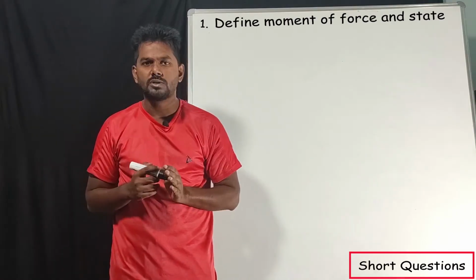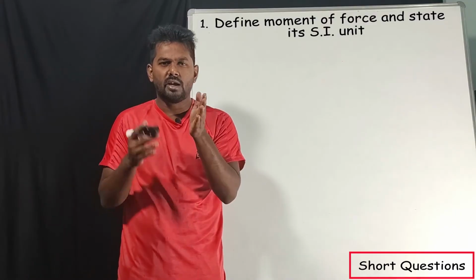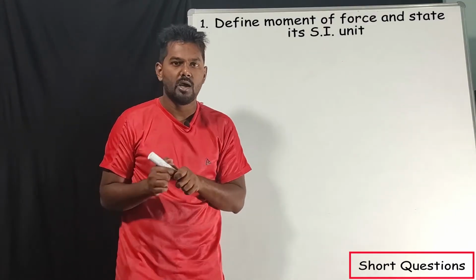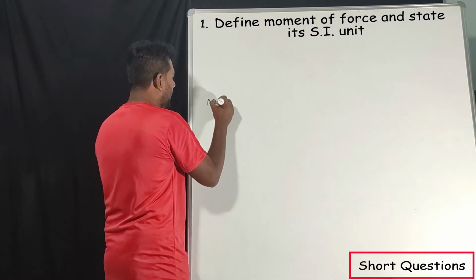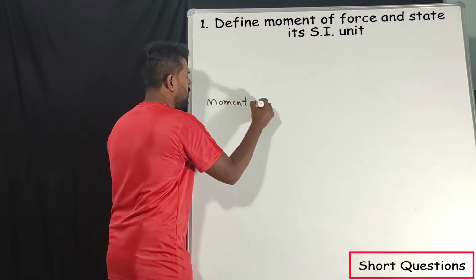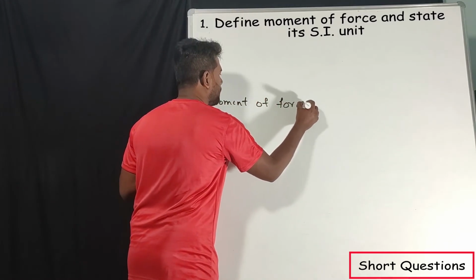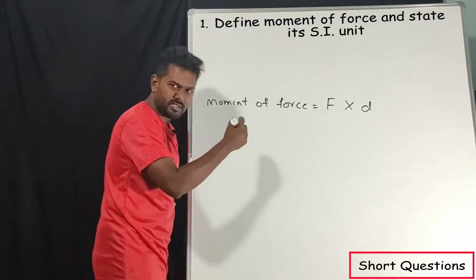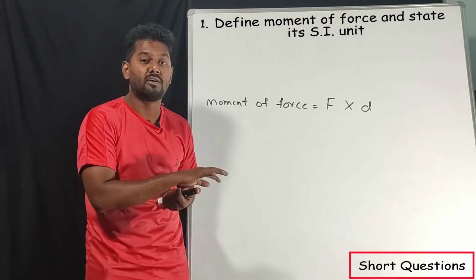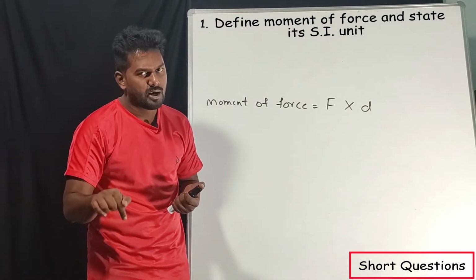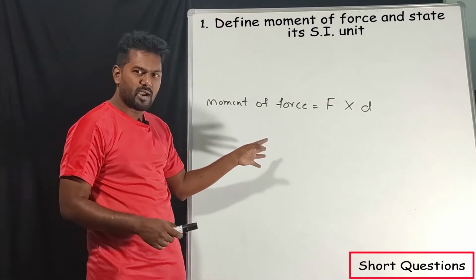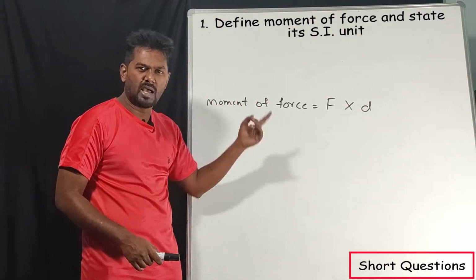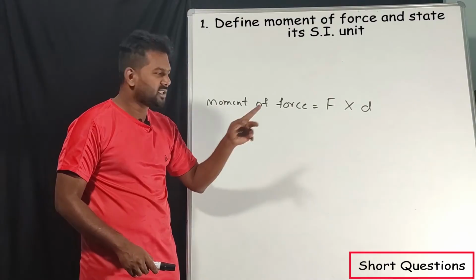Define moment of force and its SI unit. See, defining any term is very easy when you know the formula. So what is the formula for moment of force? Moment of force is equal to force into perpendicular distance, correct? This is the formula which we have learnt in part A, that is available in the description box. How can we define moment of force using the formula? Moment of force and moment of couple have the same formula. You can define both in this way.